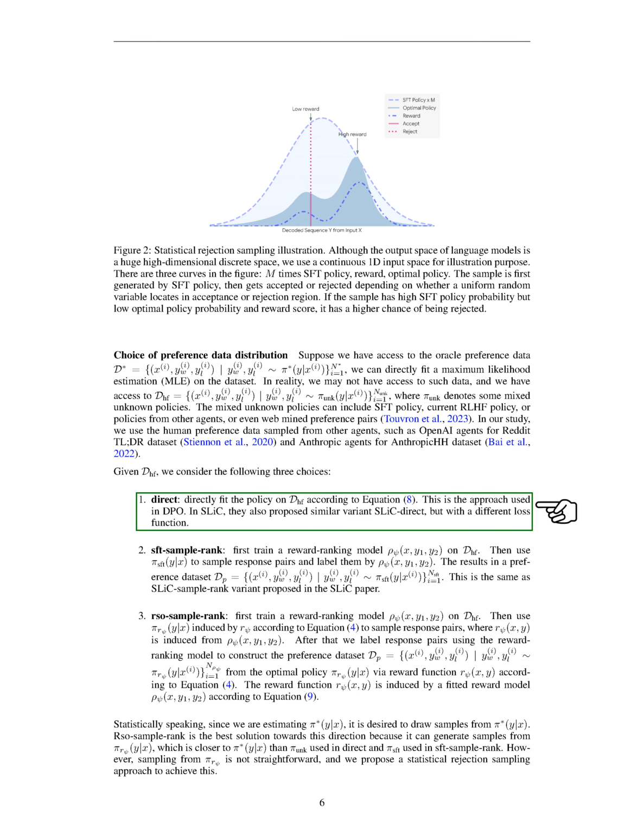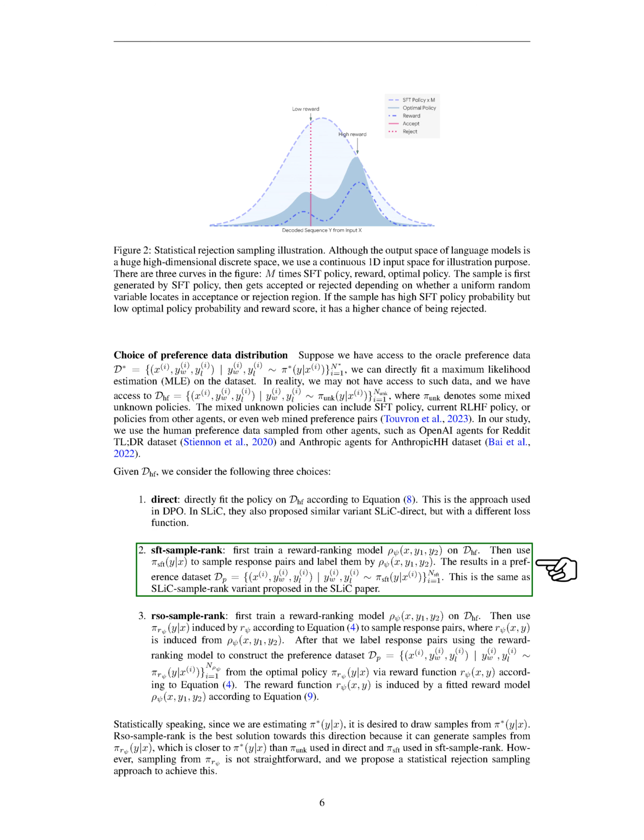2. SFT sample rank. This method first trains a reward ranking model on the D_HF data. Then, it uses the SFT policy to sample response pairs and label them using the reward ranking model. This results in a preference dataset, D_P. This approach is the same as the SLiC sample rank variant proposed in the SLiC paper.